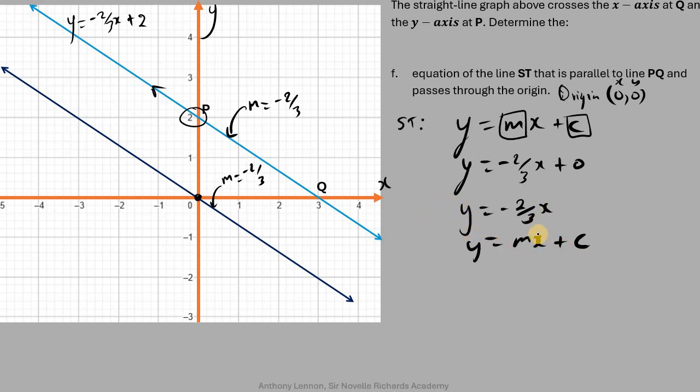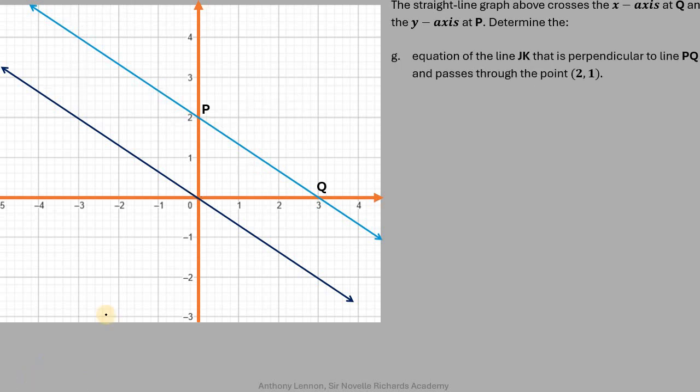Now, this is the answer that we're looking for, the line ST. So the line ST has the equation y equals negative 2/3 x. Do we need to put the plus 0? Nah, we don't. It's understood to be passing through the origin. Now let's look at the next question.